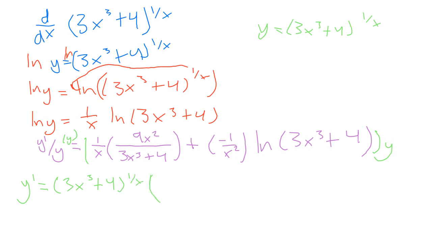Times what we already had over here in purple. So we have 1 over x times 9x squared over 3x cubed plus 4. Let's go ahead and cancel out this x right here, where we get 9x over 3x cubed plus 4 minus natural log of 3x cubed plus 4, all over x squared. And that is going to be our final derivative.